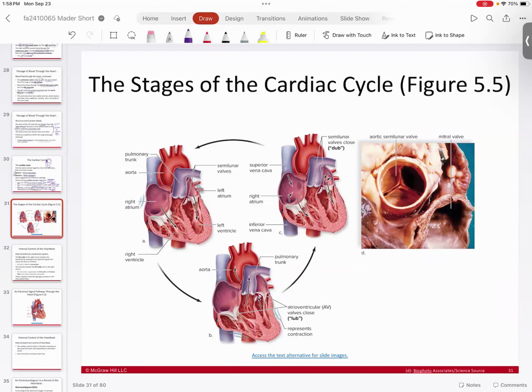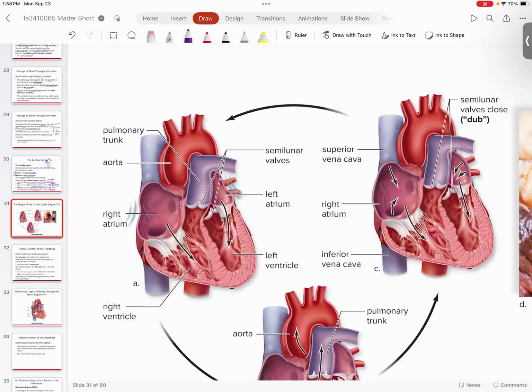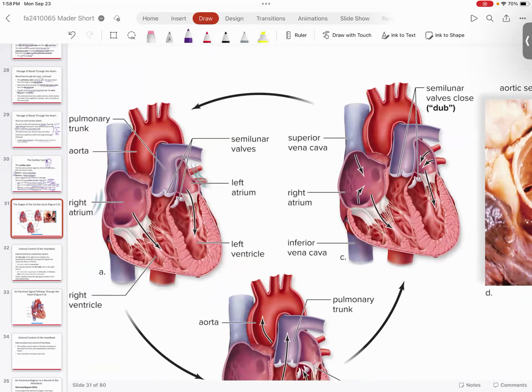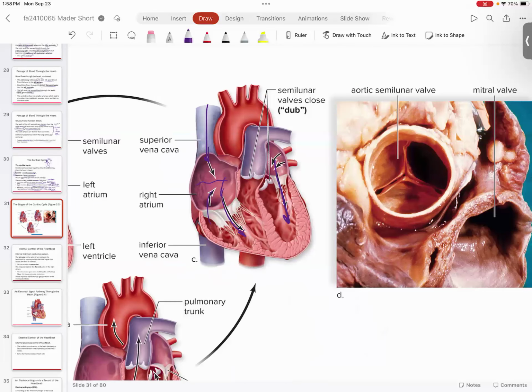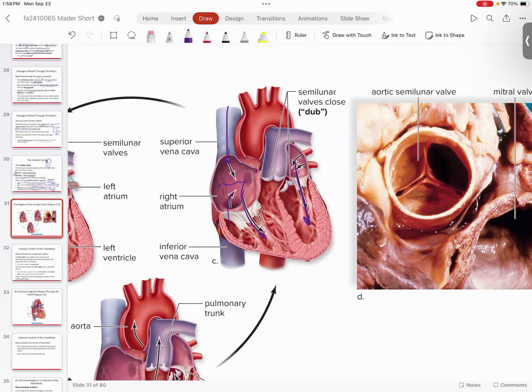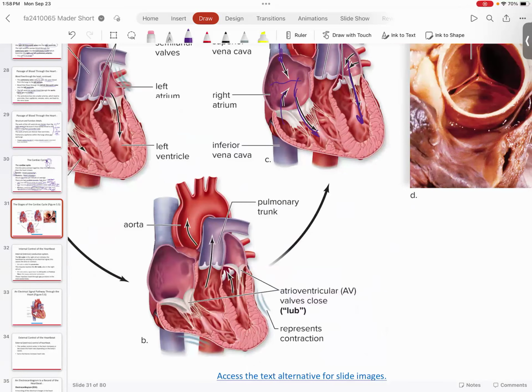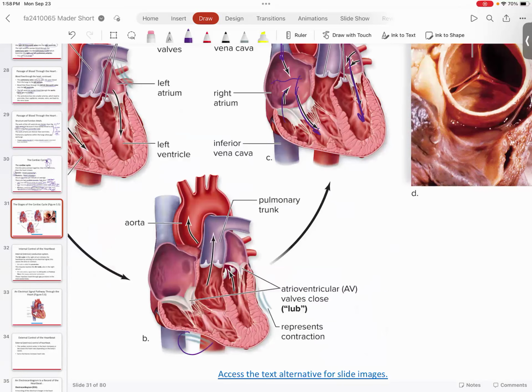So here's kind of what it looks like in terms of the pathway of blood going through the heart. Basically, you're going to have your blood moving from the superior and inferior vena cava, entering into the right atrium. The atria are then going to contract. You're going to move through the AV valves, both of them at the same time, into the right and left ventricle. And so here you can see the ventricles filling up. And then you're going to get the contraction here. These little lines represent contraction. So your ventricles are going to contract at this particular point.